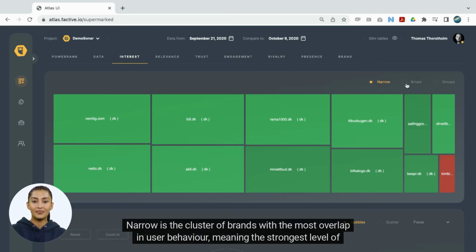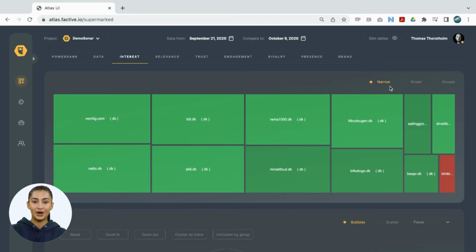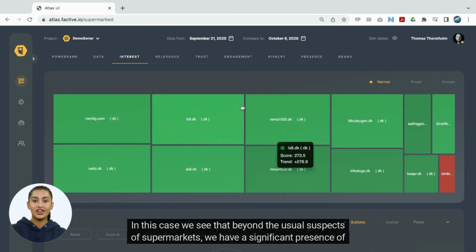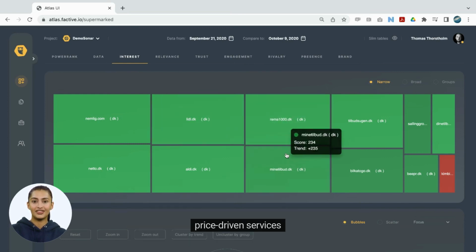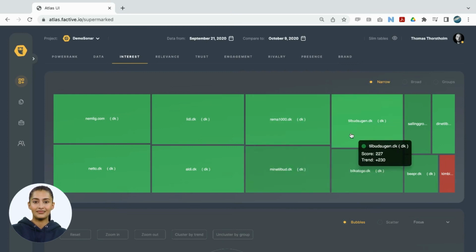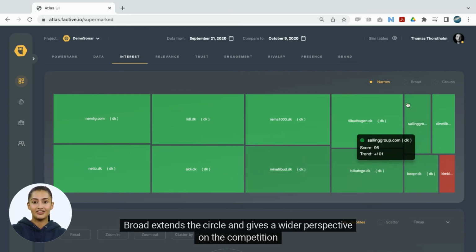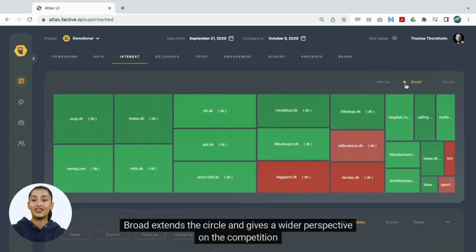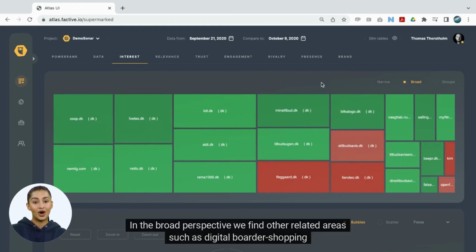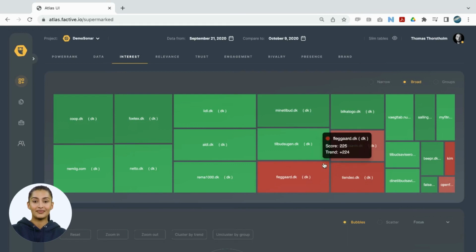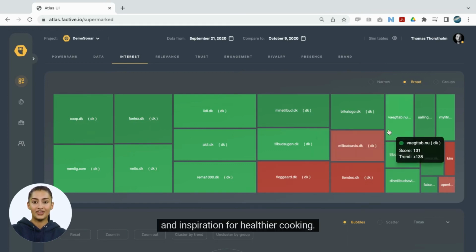Narrow is the cluster of brands with the most overlap in user behavior, meaning the strongest level of competition in your current reality. In this case, we see that beyond the usual suspects of supermarkets, we have a significant presence of price-driven services. Broad extends the circle and gives a wider perspective on the competition. In the broad perspective, we find other related areas such as digital border shopping and inspiration for healthier cooking.